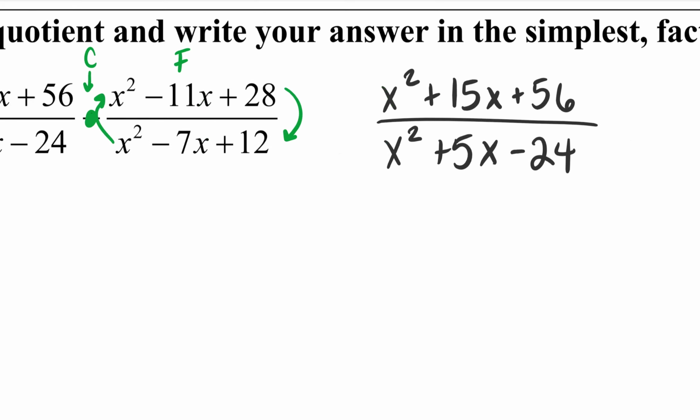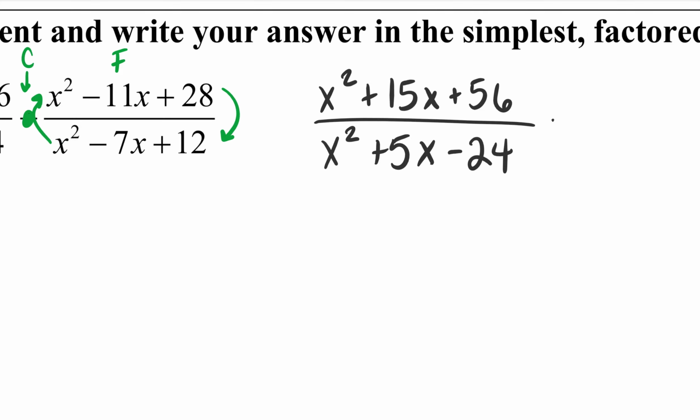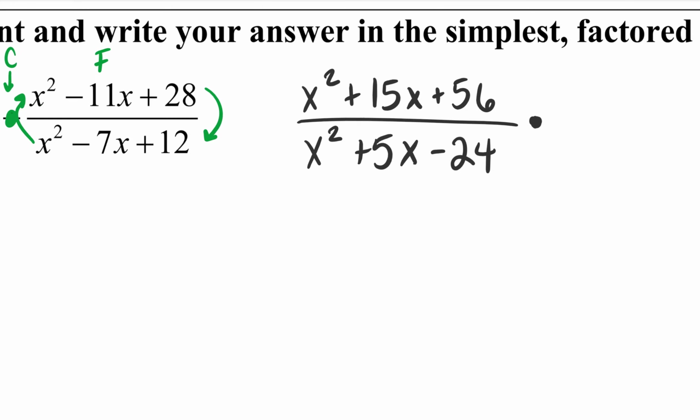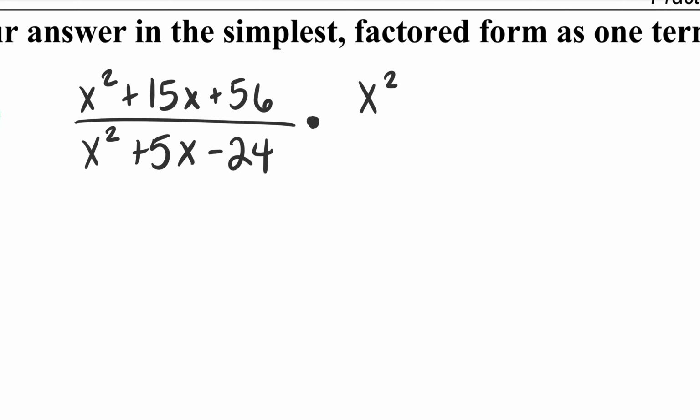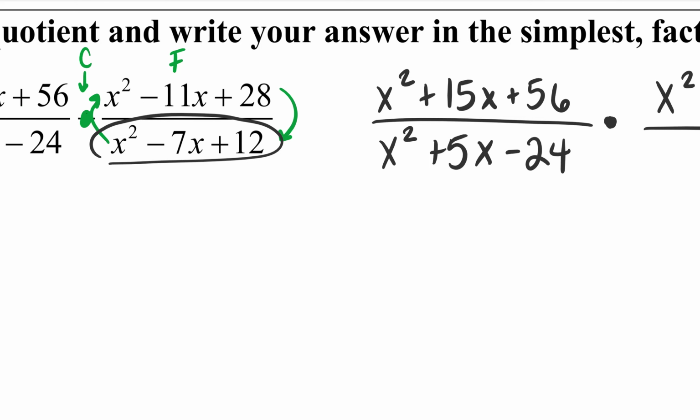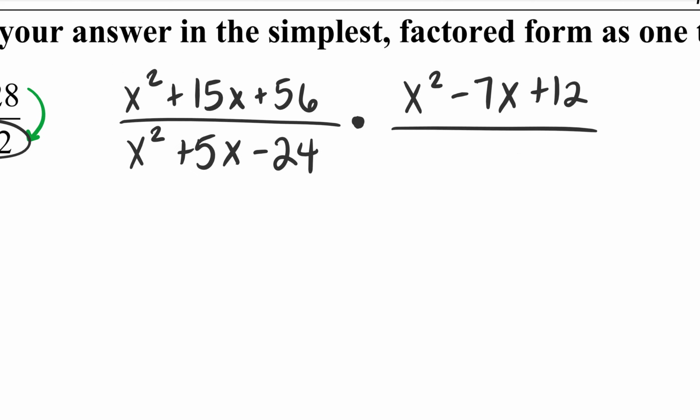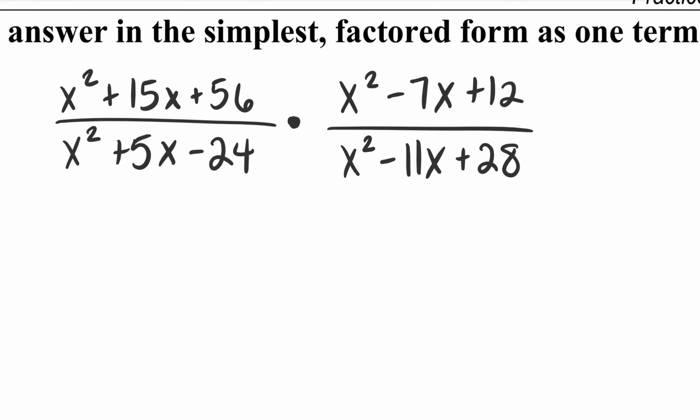Sweet. Alright, now we got to flip this second fraction and then change it to multiply. So we kept it, we changed it to multiply, then we flip. So we have this part goes on top, x squared minus 7x plus 12. And then on the bottom, we have x squared minus 11x plus 28. Okay, so we did the keep, change, flip thing. If that's easy to remember, do that.